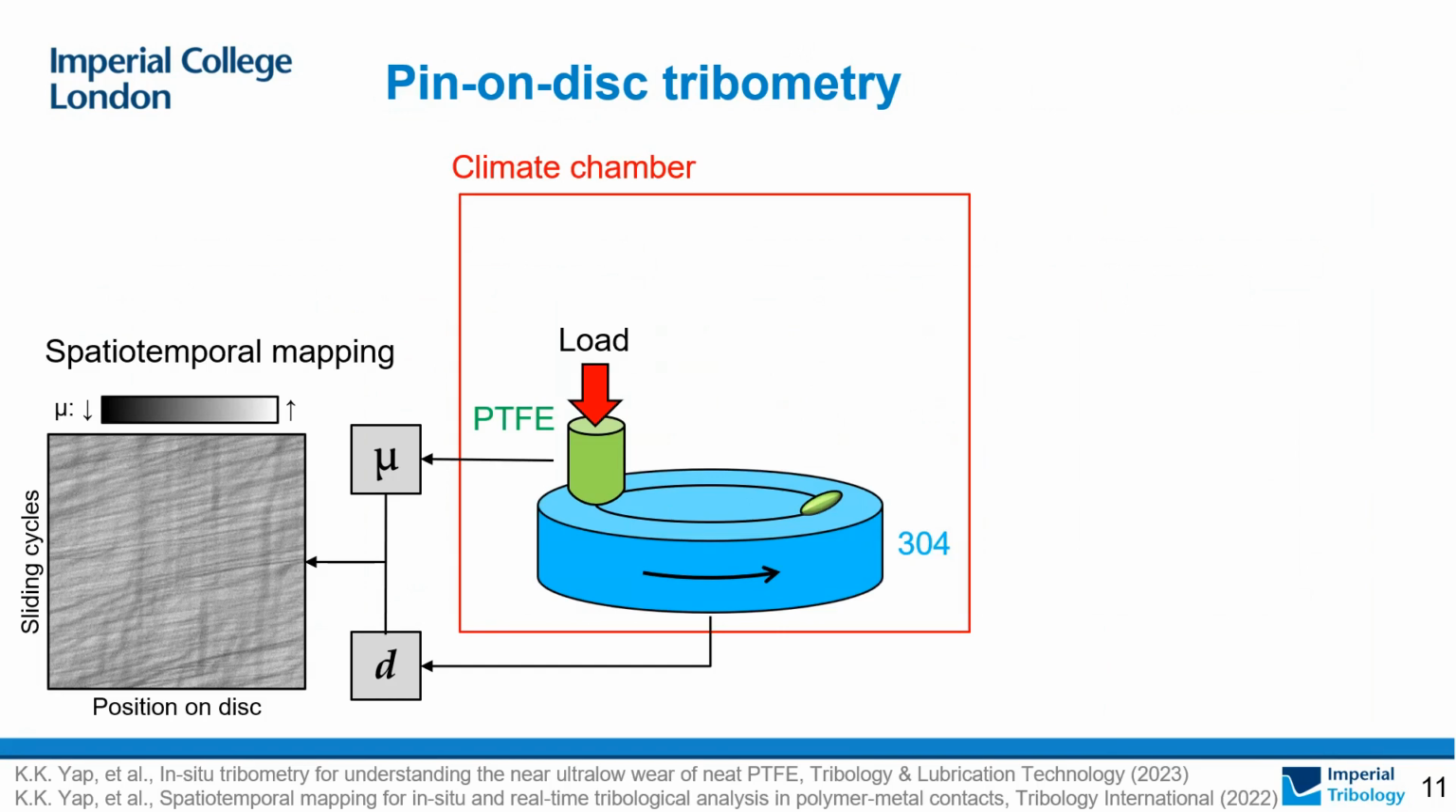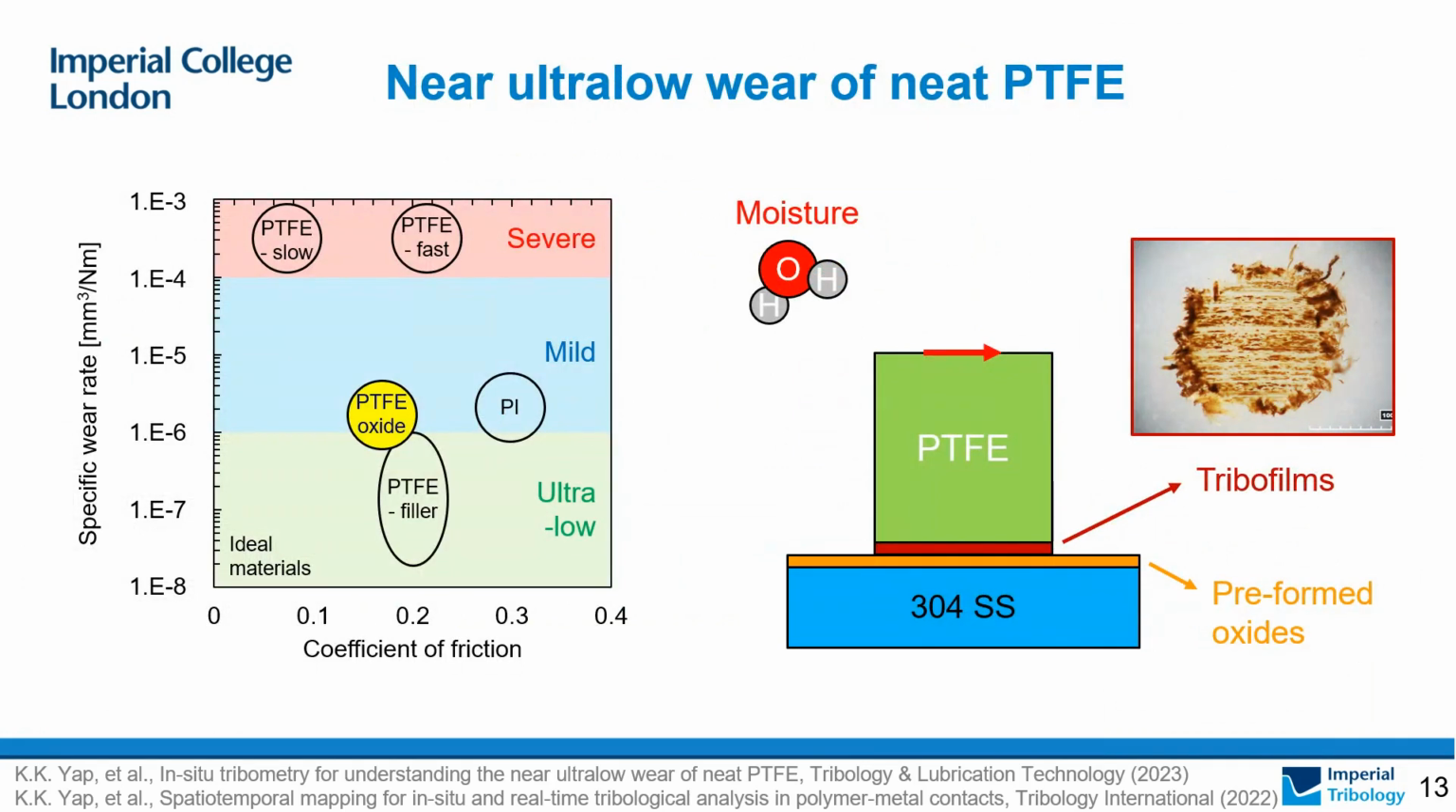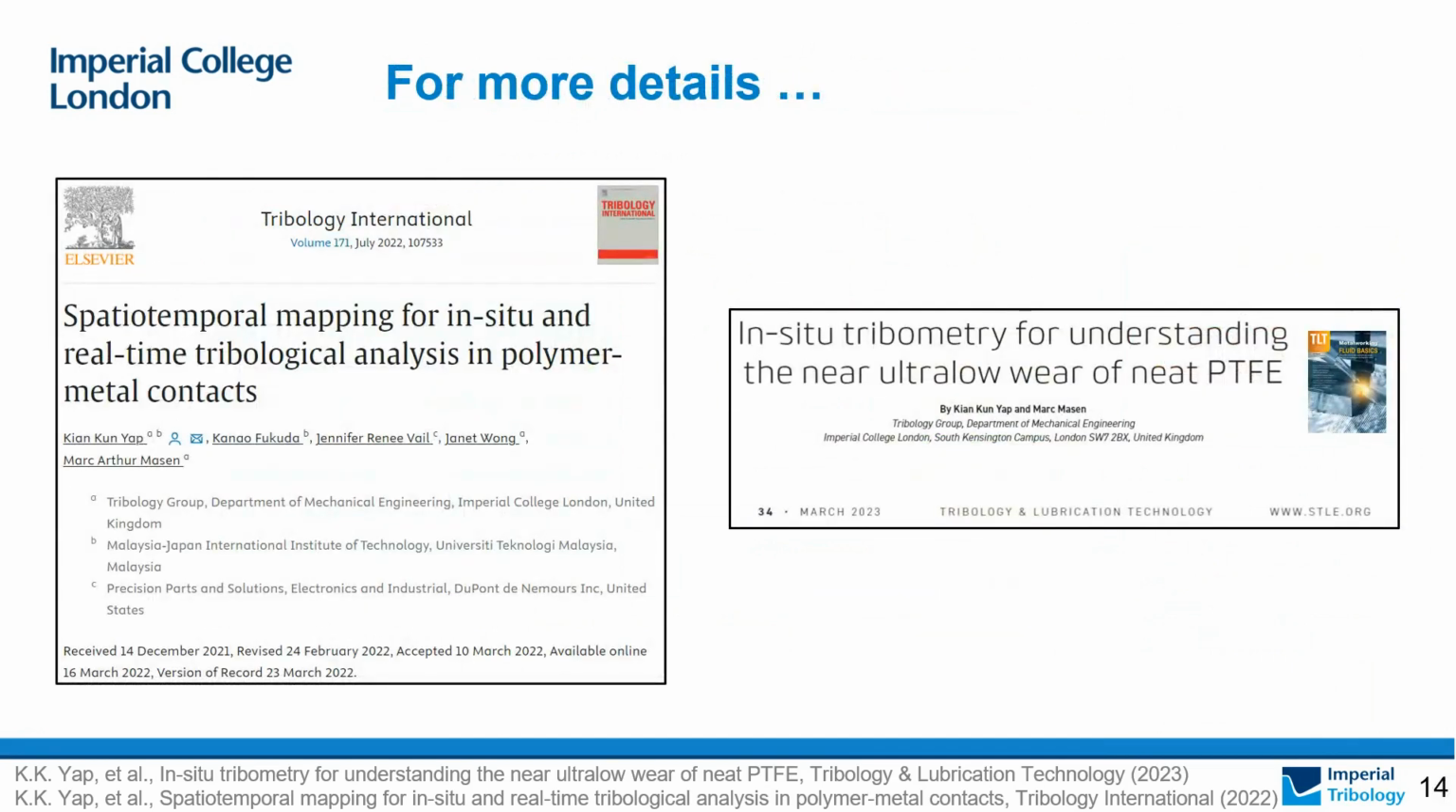The first technique is spatio-temporal mapping, which allows us to see how friction changes with wear track position and time. The second technique is high bandwidth microscopy, which enables the tracking of the whole life cycle of transfer films. With the help of these techniques, we were able to achieve near ultra-low wear for neat PTFE, so without the use of fillers.